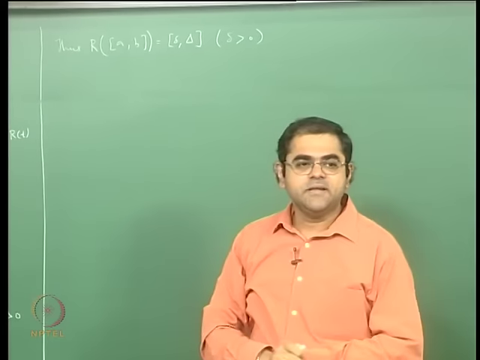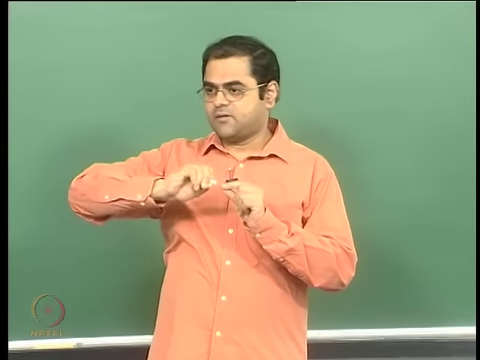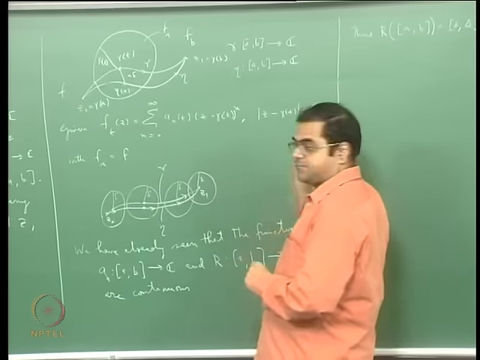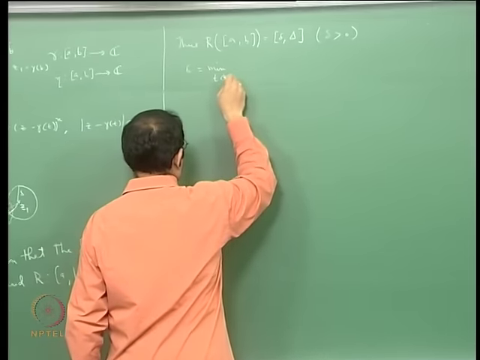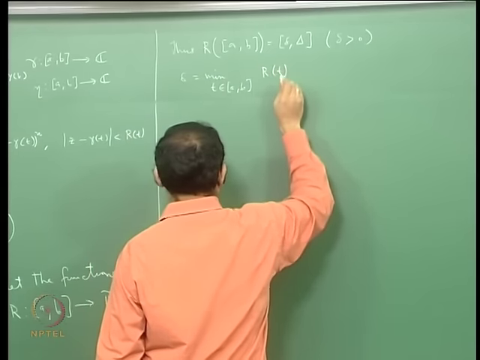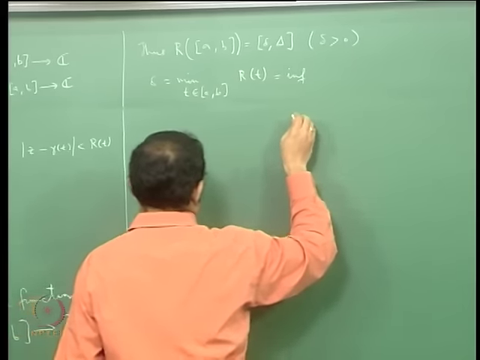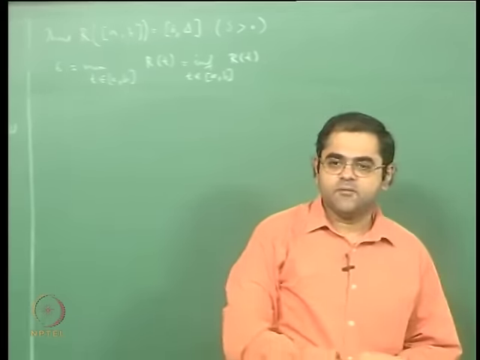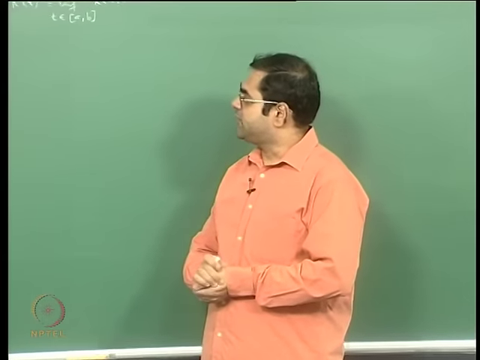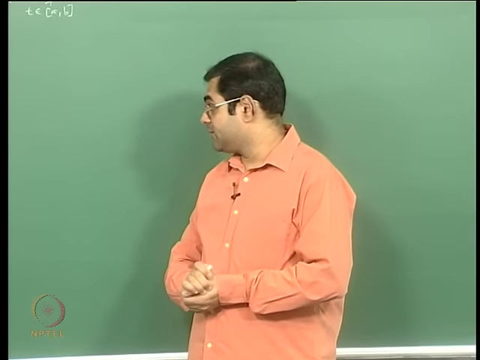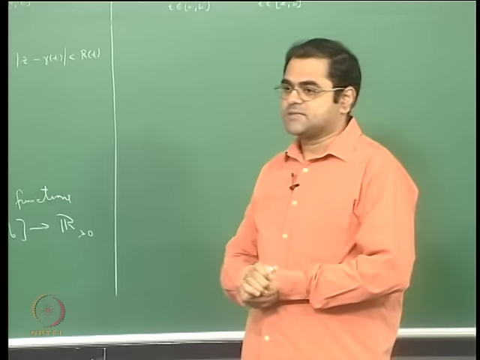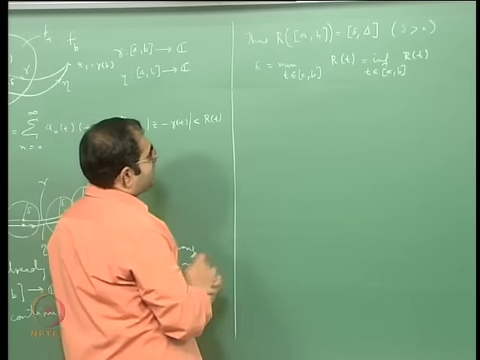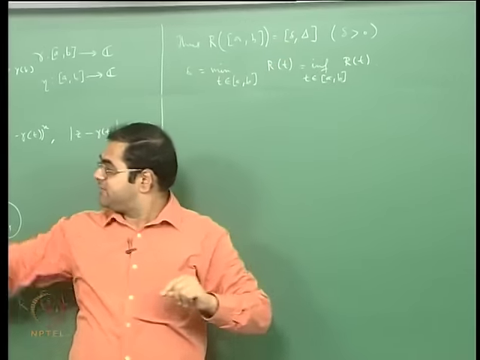In other words, delta is the minimum of all the radii of convergence of all these power series. This little delta is the minimum of all these R(t)'s. So delta is equal to the minimum over t belonging to [a,b] of R(t). You can also write this as the infimum over t belonging to [a,b] of R(t). And of course infimum and minimum will be one and the same, because in this case your variable is defined on a compact set, and a compact set always contains its boundary. Fine, so this is the delta that I want. I claim this is the delta that we need to prove the lemma.